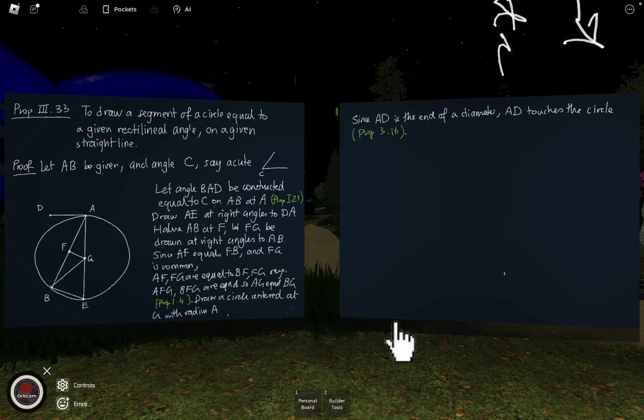Now we use proposition 32. Because we have our circle, we have the line AB, which is acute, and that tells us that the angle BAD, which by construction equals C, is equal to the angle in the alternate segment, which is BEA.